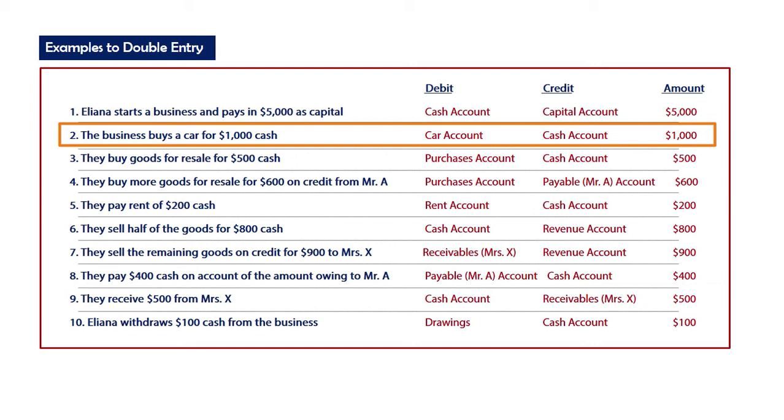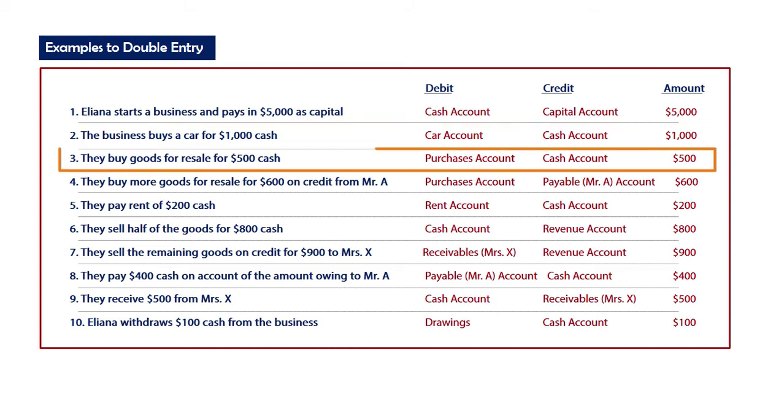Alternatively, we look at the car, which is an asset. The car is coming in, so we debit the car. Then cash, which is an asset, is going out. We credit the cash. Thirdly, they buy goods for resale for $500. When goods are bought for resale, we term that action purchases. So it means that the elements here are purchases and cash.